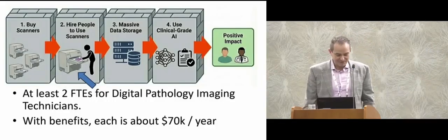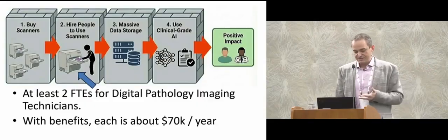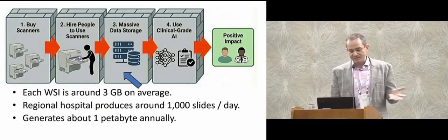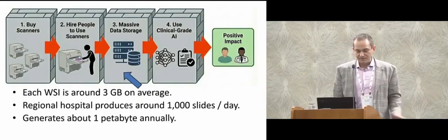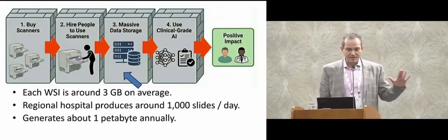Okay, so now we need at least 2 FTEs for this, digital pathology imaging technicians with benefits. Those are about $70,000 a year. Great. So now I'm working 8 hours a day scanning, maybe on 3, I don't know. 70,000 might be at the low end, probably depends on where.